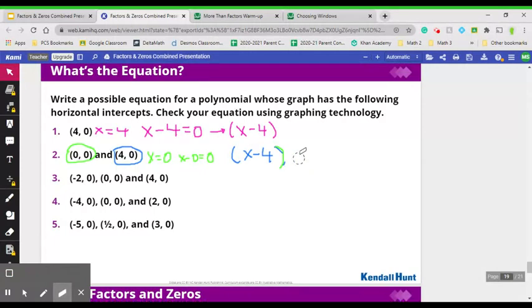And then you can also put the x at the front if you wanted to. So we could say that the whole function for number 2 would end up being x times x minus 4. So now I want you to try number 3 and 4 on your own, and then we'll do number 5 together. So go ahead and give that a try.